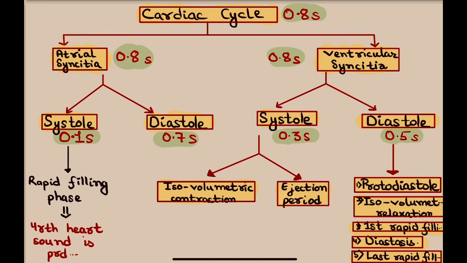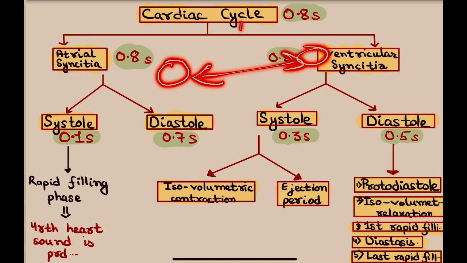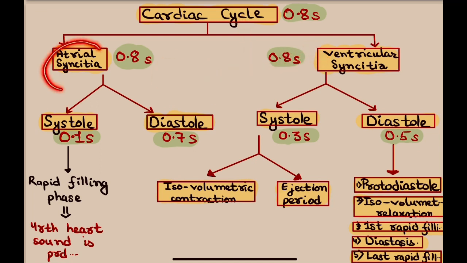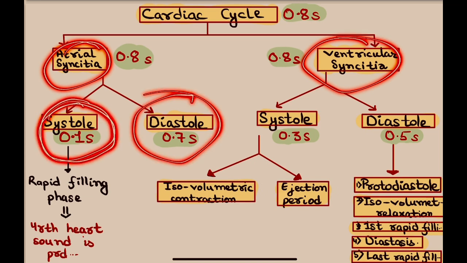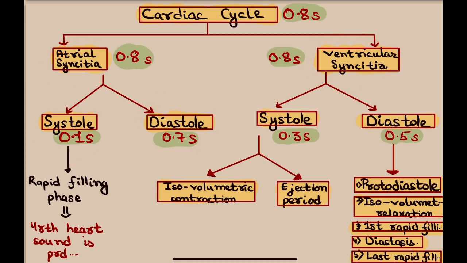In the atrial syncytium, there are two processes going on continuously from one heartbeat to another heartbeat, and this cycle which continues from one heartbeat to another heartbeat is known as the cardiac cycle. And the atrial syncytium as well as the ventricular syncytium has two phases, systole and diastole. Systole means contraction and diastole means relaxation.